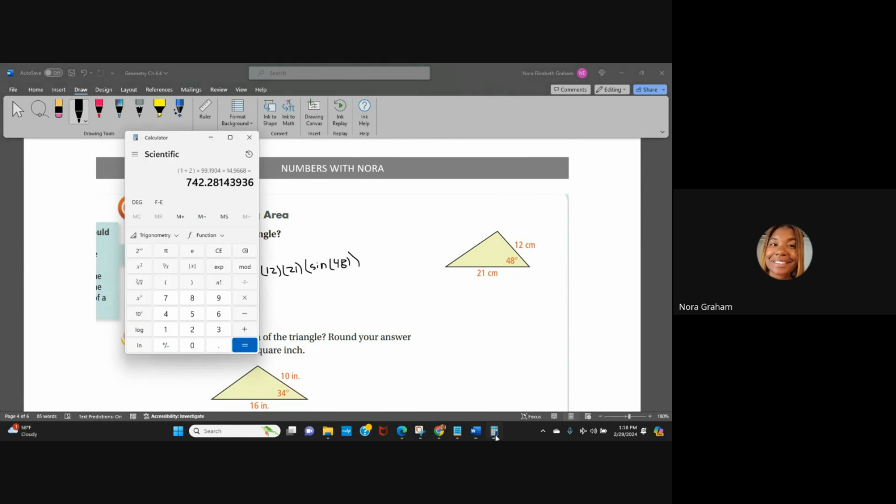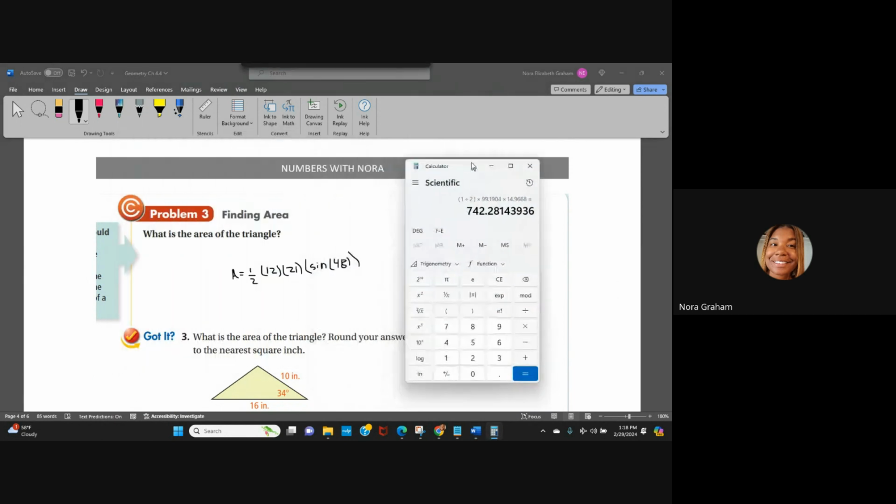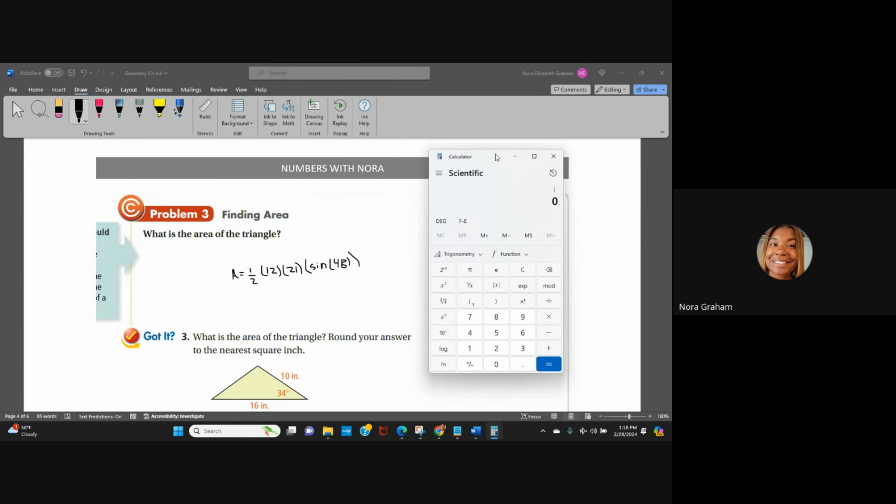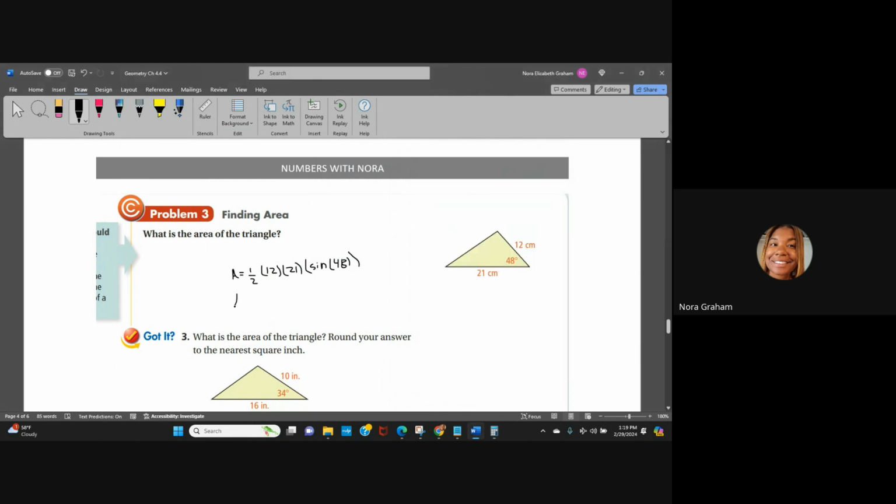Now, most of this is just calculator work, okay? So for calculator work, I'll show you how I plug it in my calculator. In parentheses, 1 divided by 2, that's my 1/2. Multiply it by 12, multiply it by 21, multiply it by, I'm going to put in parentheses, the sine of 48. Okay. And then I'm going to get 98.6362. I'm going to go ahead and round that off. And let's just say that is 94. Okay. 94 cm squared.